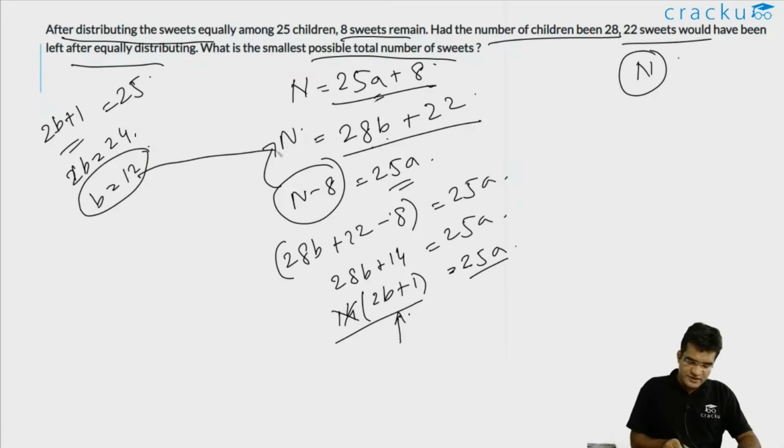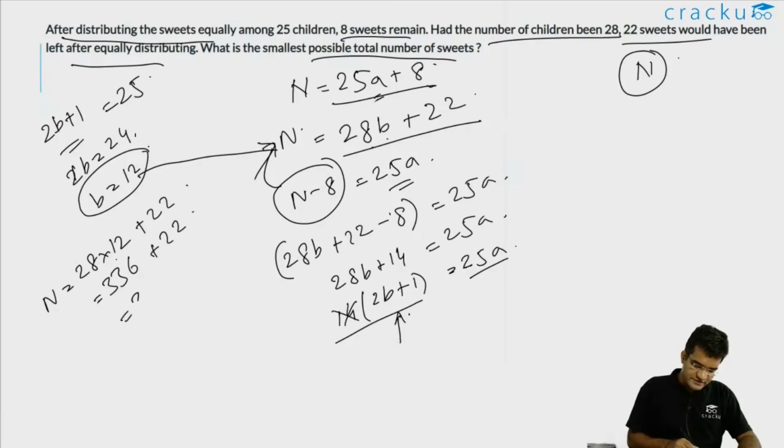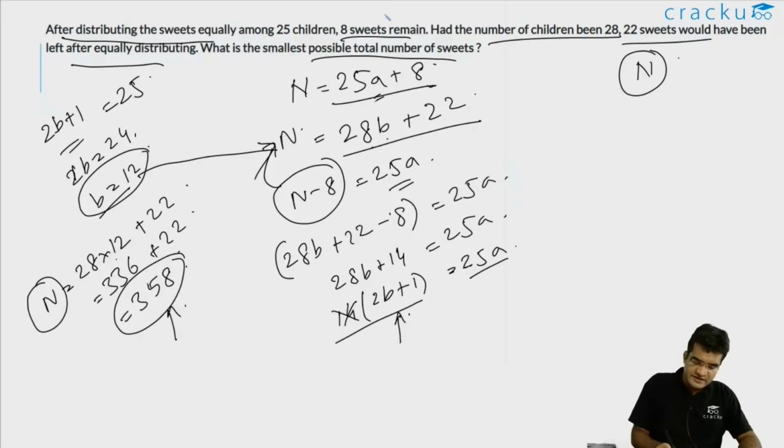Now when b is 12, what is the value of n? Then n will equal 28 into 12 plus 22. 28 into 12 is 280 plus 56. 280 plus 56 is 336. So this is 336 plus 22, which is equal to 358. So the smallest possible value of n is when b is equal to 12, in which case n will equal 358.